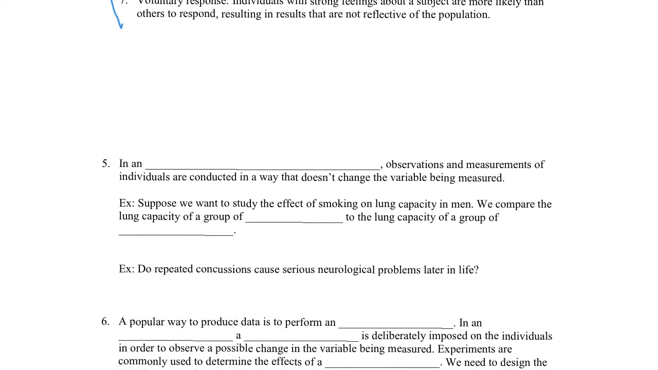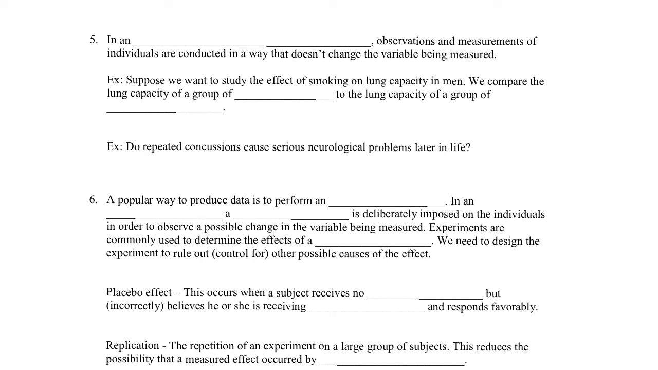Okay, and now we're getting to the last couple here. So one of them we'll look at is an observational study. In an observational study, observations and measurements of individuals are conducted in a way that doesn't change the variable being measured. So, suppose you want to study the effect of smoking on lung capacity in men. You compare the lung capacity of a group of smokers to the lung capacity of a group of non-smokers.